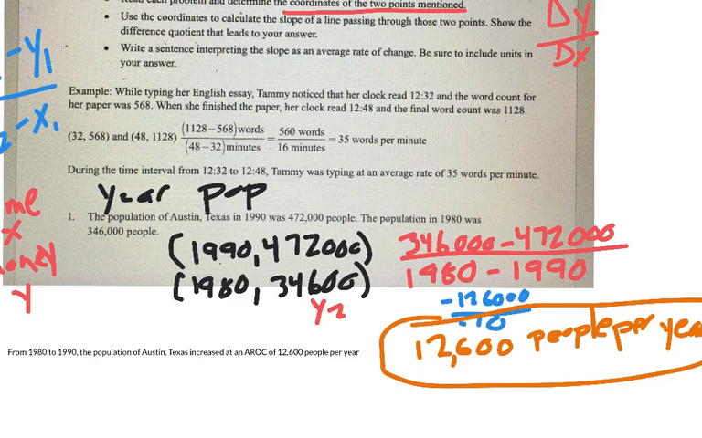So what I want you to do is I want you to work on the rest of the problems today in class, and then I want you to turn this in on your Google Classroom. So if you want to work it out on paper, take a picture of your paper and upload it, that's fine. If you want to work on the worksheet that's attached, that's fine too. I don't care how you want to do it. But that's what we're doing today, is calculating average rates of change from word problems.